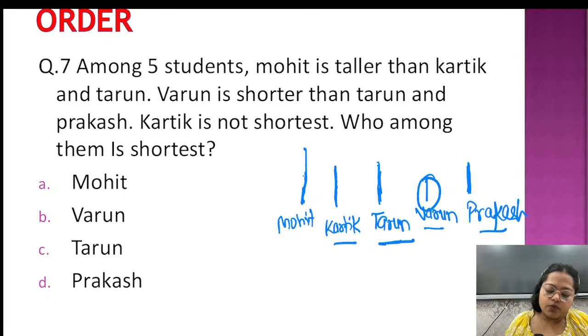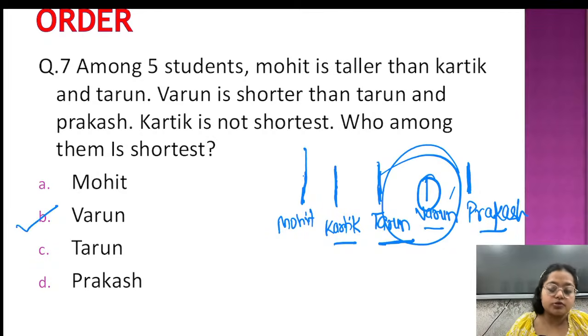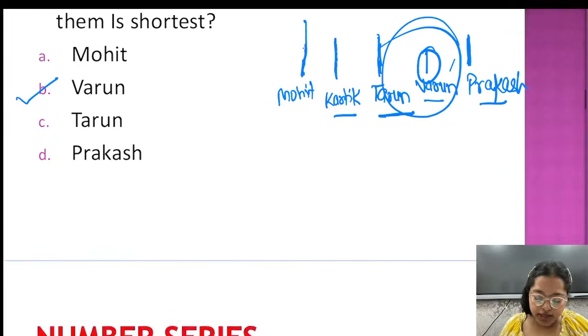Now what does the question say? Karthik is not shortest, so who among them is the shortest? The answer is Varun. So Varun would be the correct answer. Option B is correct.